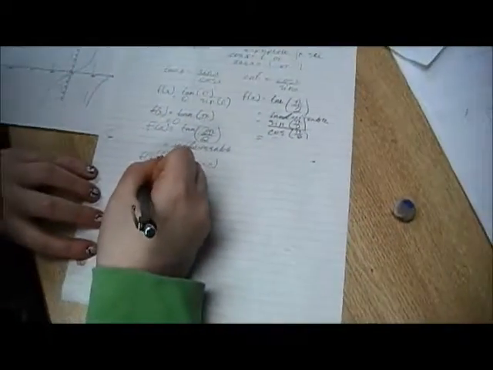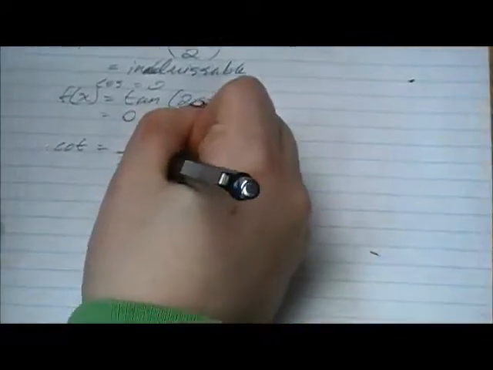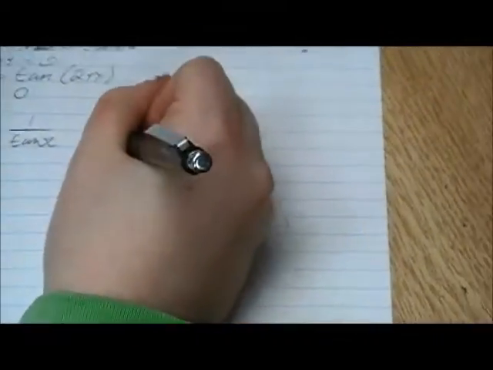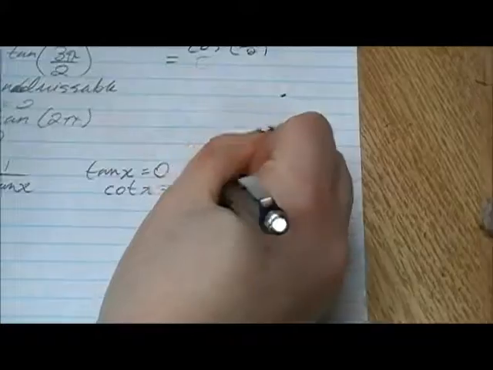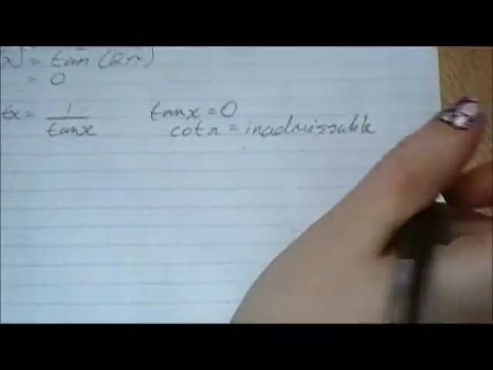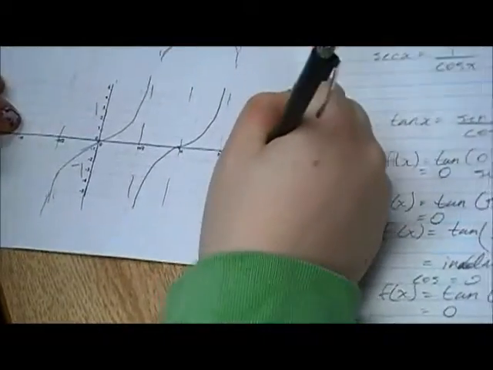Now, for the cotangent, we know that cotangent equals 1 over tan, which means whenever tan equals 0, cotangent is inadmissible and has an asymptote. So, therefore, on this graph, there'll be an asymptote right here, an asymptote right here, an asymptote right here.